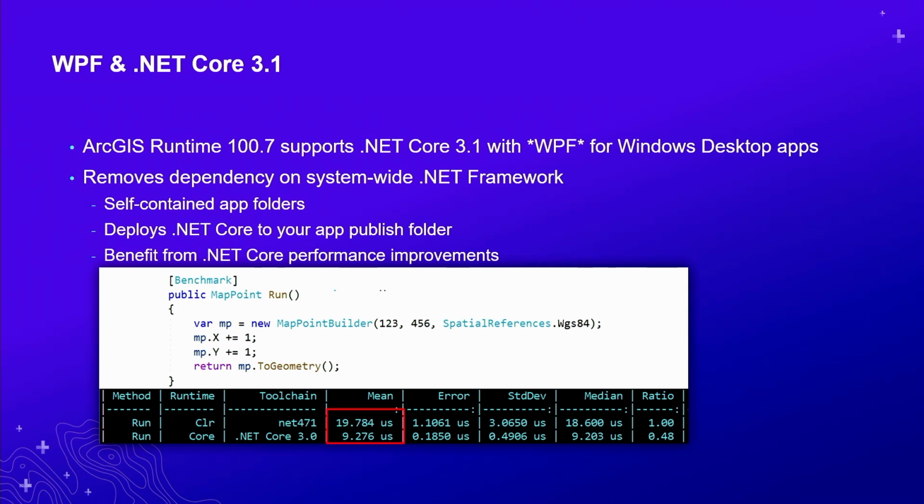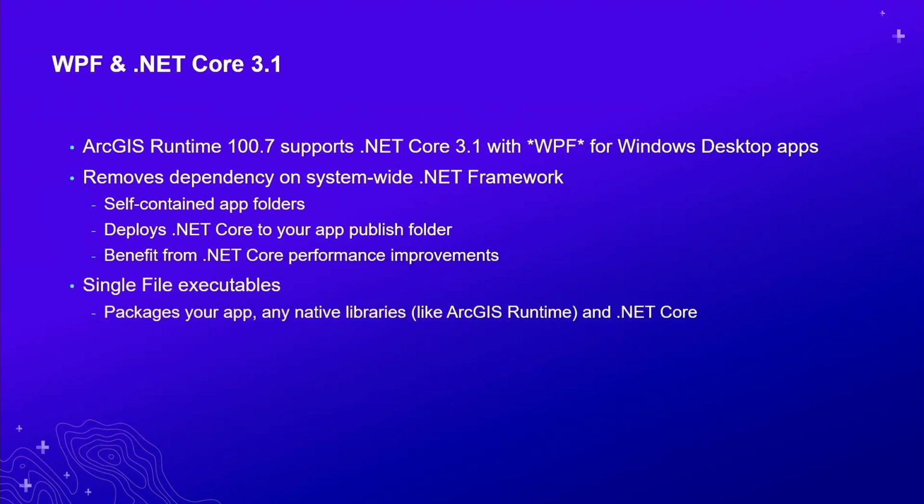But there are also lots of other places where .NET Core improves performance. Another thing for .NET Core is that we have a new way to create single file executables. So instead of having a folder full of DLLs and EXEs and images and so on, you can compile your app down to one single file. Just one EXE, you double click and you're up and running. And that file can still include all of .NET Core, all of WPF, all of the ArcGIS Runtime and so far, and it's just one file. That's a pretty cool thing to do.